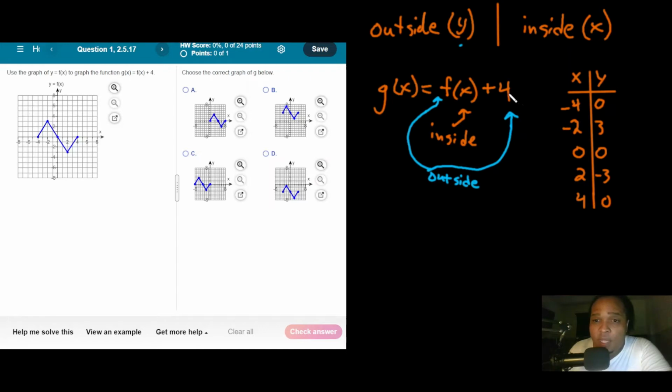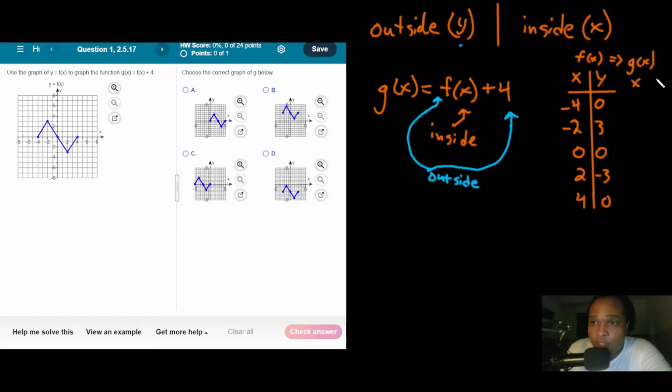Okay, so now what do we do? Because we have something that's outside of the f of x, right over here, we want to do whatever they say. We have a plus 4, so we're going to add 4. But to what, x or y? Well, it's outside, so you're going to add 4 to all of your y's from the original function. That's the idea. So this is my f of x, and I want to make a g of x.